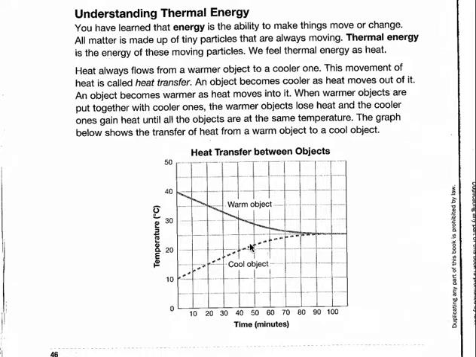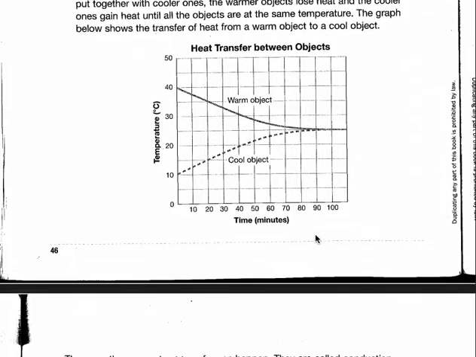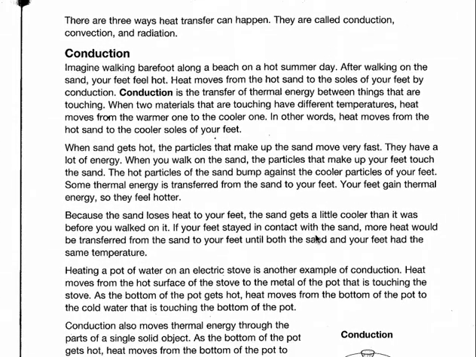So you can see here on the graph that the cool object started at a temperature of 10 degrees Celsius. The warm object started at a temperature of 40 degrees Celsius. Once they were combined, by about 90 minutes, they were at the same temperature, which is about 25 degrees Celsius. There are three ways heat transfer can happen. They are called conduction, convection, and radiation.